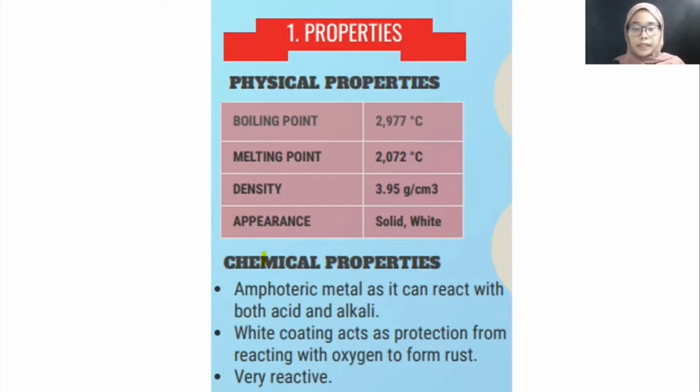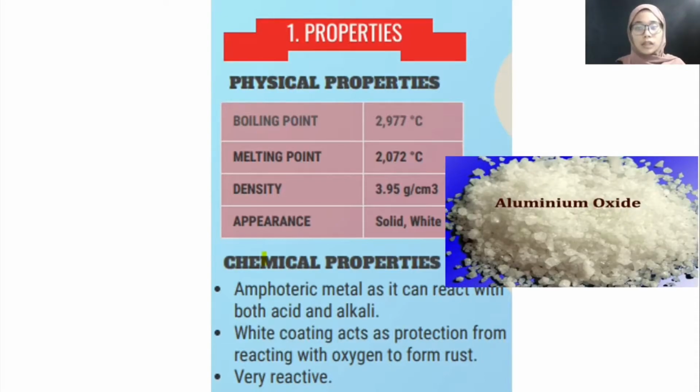Moving on to the properties of aluminium oxide, we have 2 types, which are physical properties and chemical properties. Physical properties come in the form of boiling point, melting point, density and appearance. The boiling point of aluminium oxide can reach up to 2977 Celsius, whereas the melting point can reach up to 2072 Celsius. The density of aluminium oxide is 3.95 gram per centimeter cube. Also, aluminium oxide exists on the surface of Earth as a solid white material.